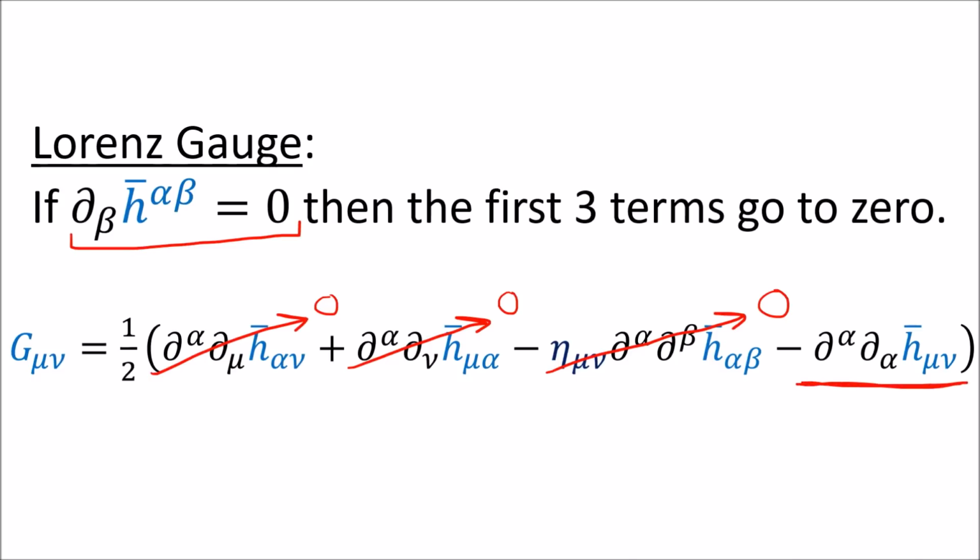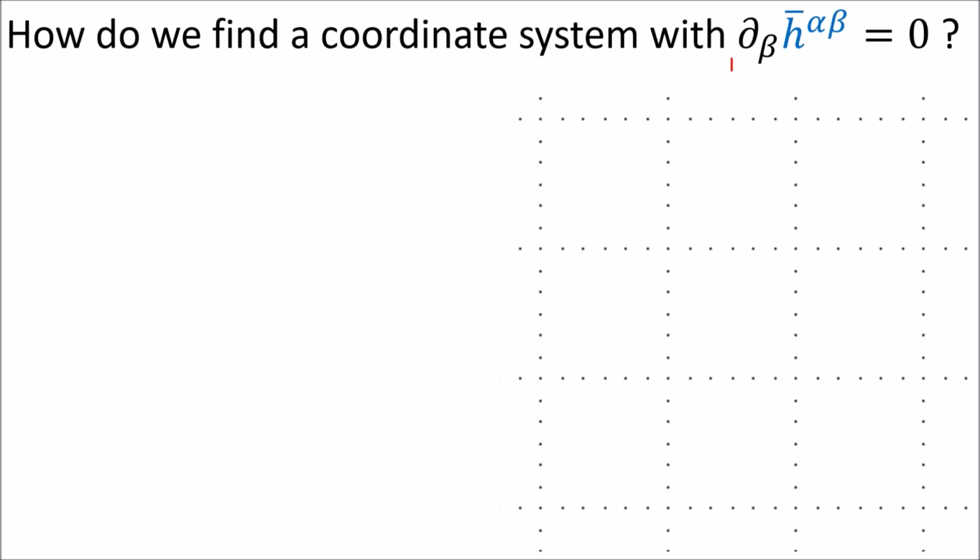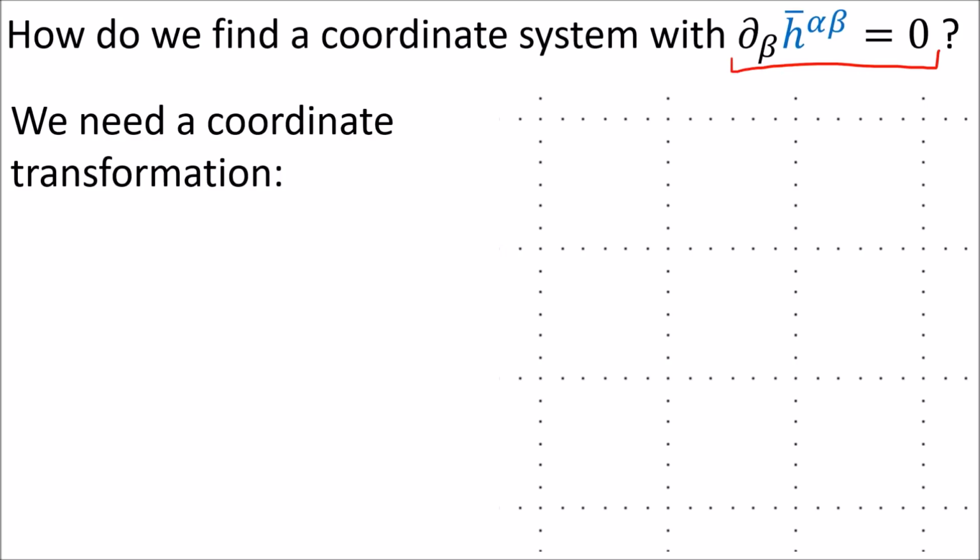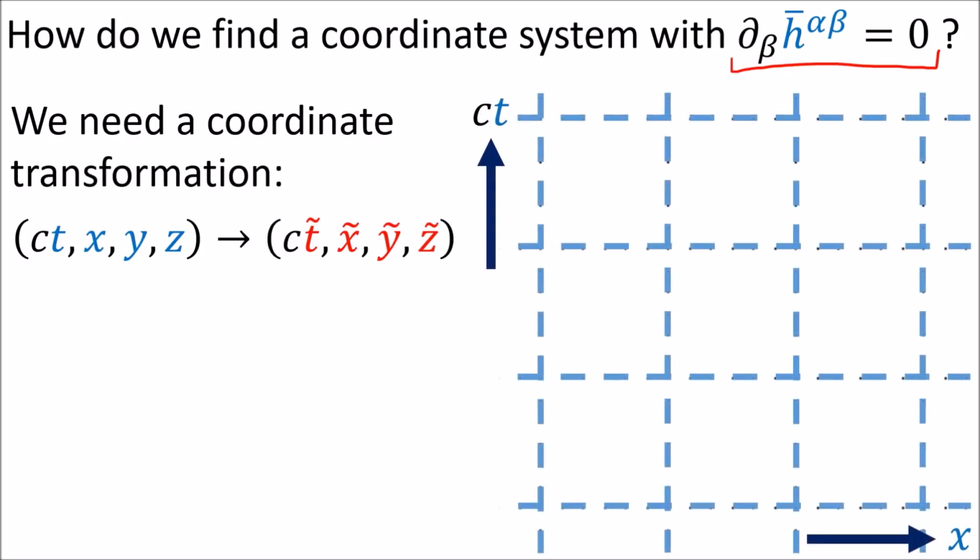Now it's our job to prove that there's a coordinate system with this condition that actually exists, and this will be the Lorenz gauge coordinate system. So how do we find a coordinate system where this derivative of h bar is 0? This will involve a coordinate transformation from our old coordinates ct, x, y, z to some new coordinates ct tilde, x tilde, y tilde, z tilde. To summarize this, I can also write the transformation as being from x superscript alpha to x tilde superscript alpha, where the alpha index ranges from 0 to 3.